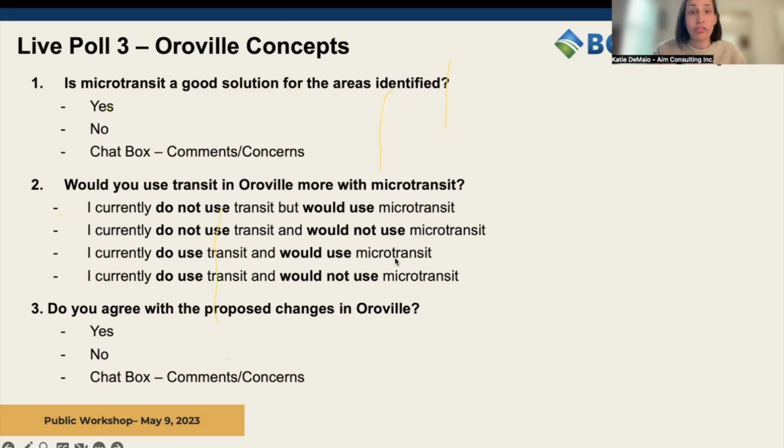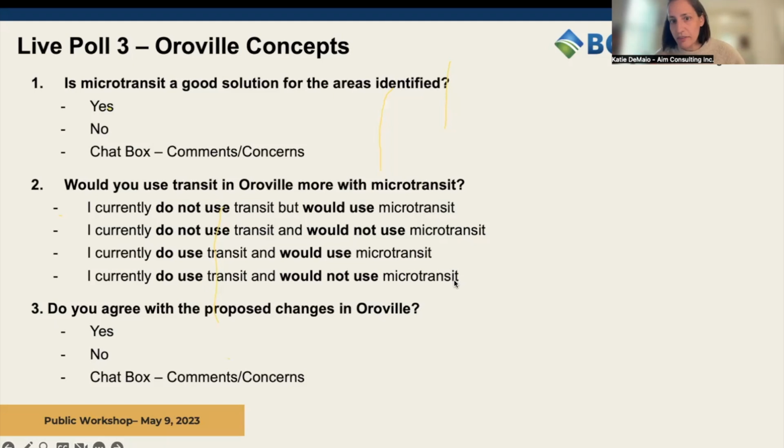The third question is, again, I currently do use transit but would use microtransit, I do not use transit and would not use microtransit, I do use transit and would use microtransit, or I do use transit and would not use microtransit. And the final question is, do you agree with the proposed changes in Oroville?